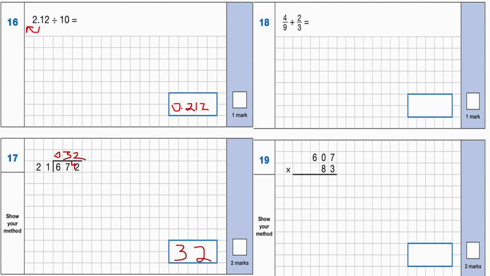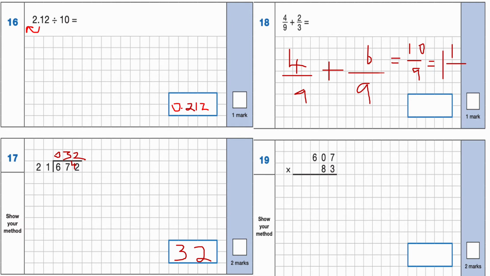Okay, question number 18, we're adding fractions. I've got to put it under a common denominator. Now I can change 2/3 in terms of ninths, okay, by timesing top and bottom by 3. So 3 times 3 is 9, 2 times 3 is 6. I've got 4 ninths plus 6 ninths, which is 10 ninths, guys. Okay, so the answer is 10 ninths, which is what I call a top-heavy fraction or an improper fraction. That's the same as saying 1 1/9, okay?